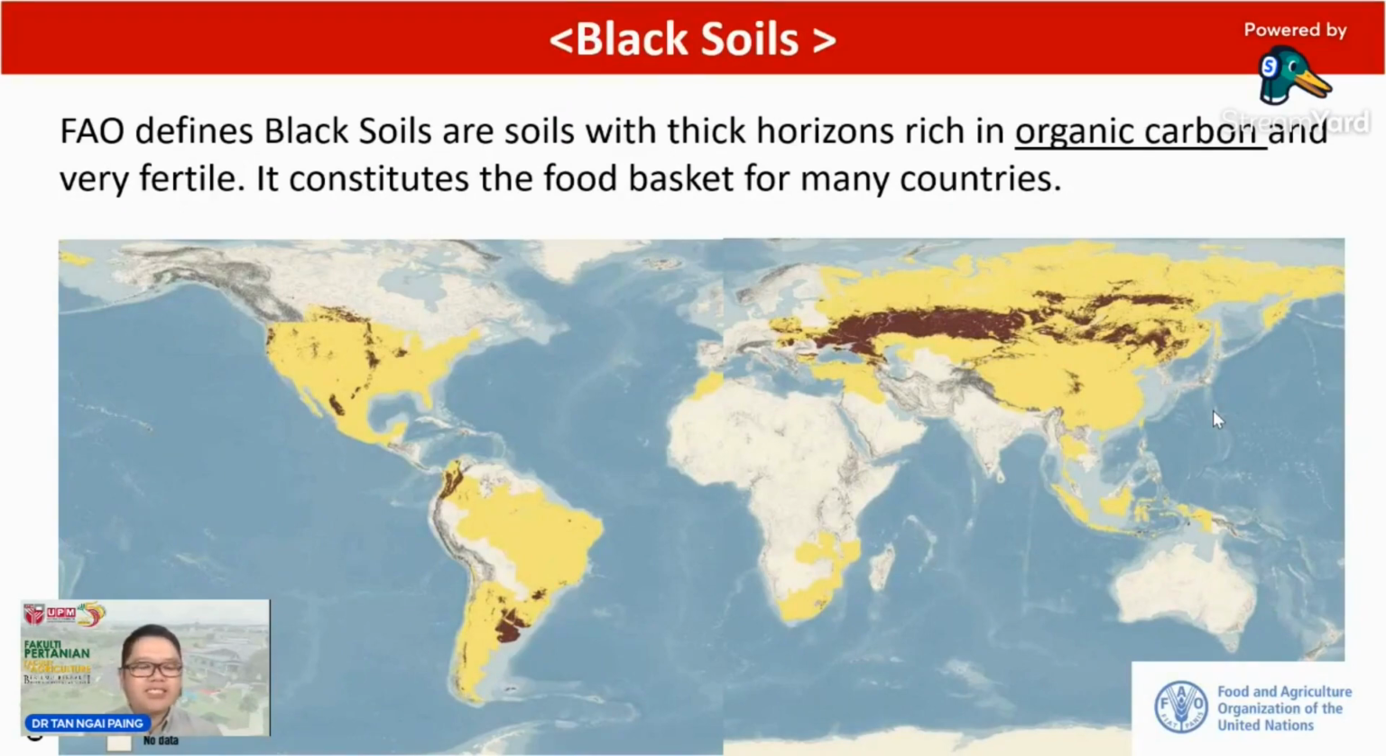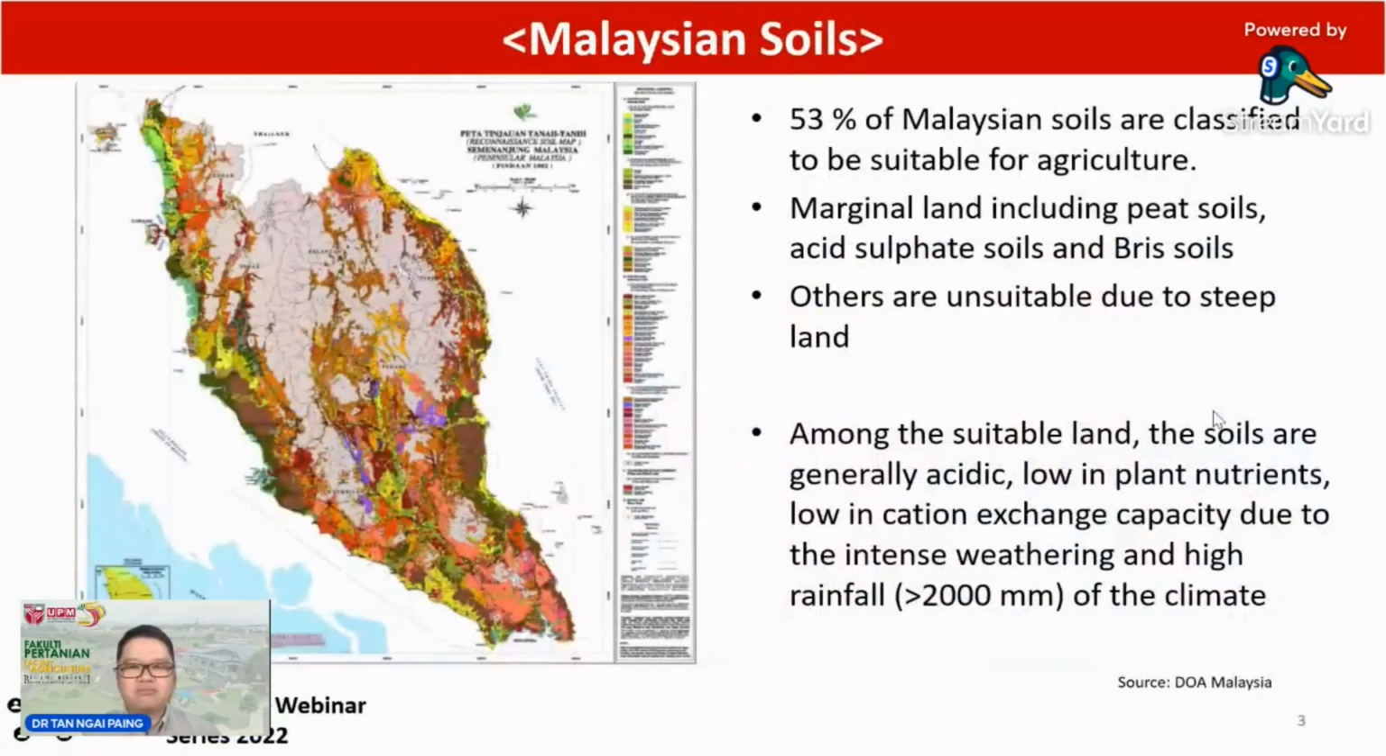It's not as good as black soil, because black soil is very high in organic matter and very fertile. But for non-black soil, you need to put a little bit of effort into it. So looking back at our Malaysian soil, normally we don't have the so-called black soil as shown by the FAO, or if there is, it's very, very little.